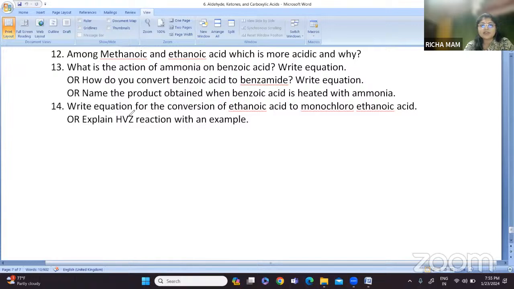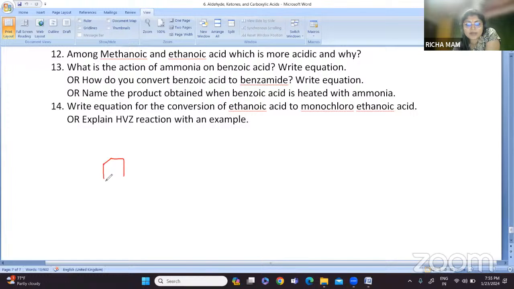What is the action of ammonia on benzoic acid? Write equation. Or the question can be asked as: how do you convert benzoic acid to benzamide? Write equation. Or the question is asked in another way as: name the product obtained when benzoic acid is heated with ammonia.